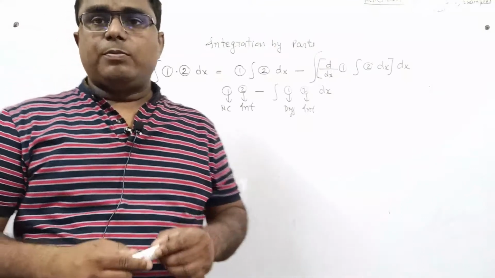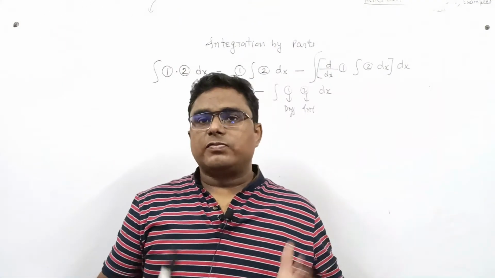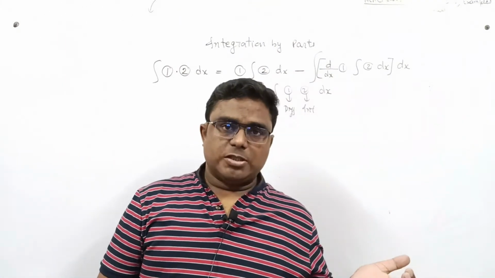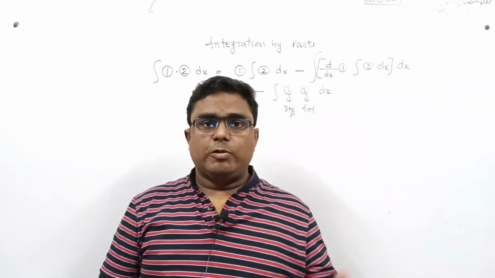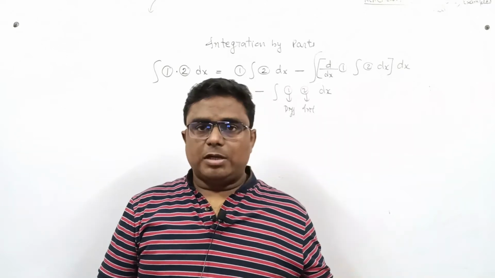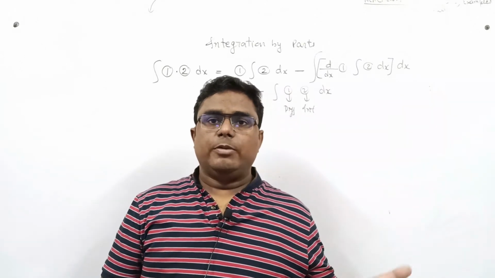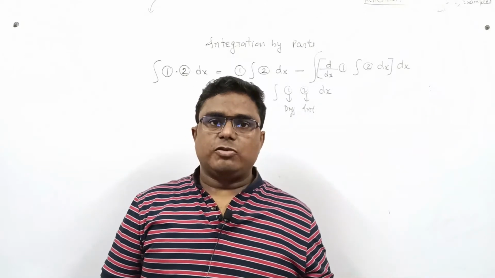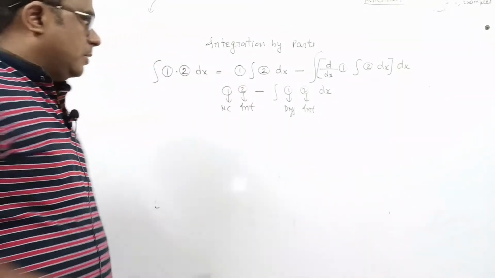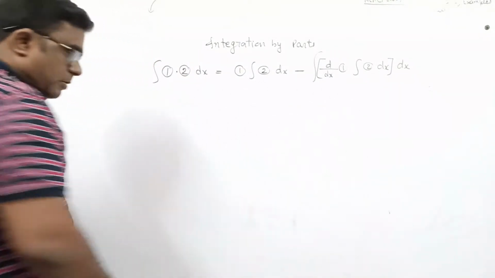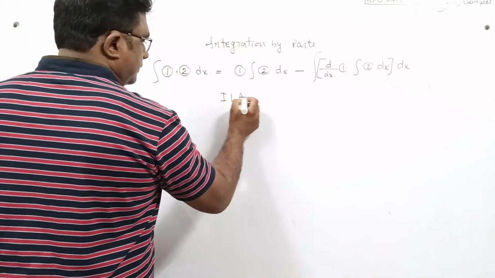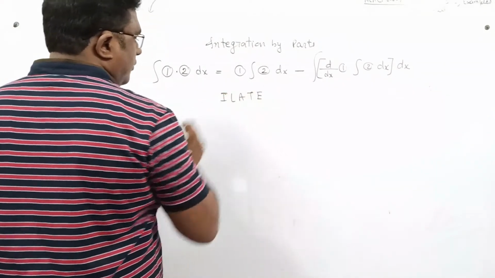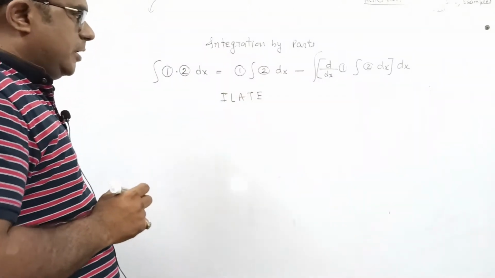Now this is also very important: while applying this formula, which function will be considered first and which function will be considered second. So I will tell you a trick for that. By that trick you will be easily able to find which function you have to assume first. That trick is remembered by a word, ILATE. In this word we have 5 letters, ILATE.